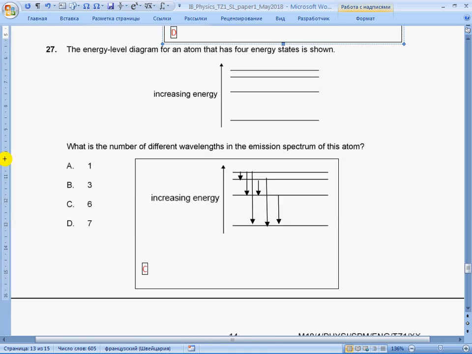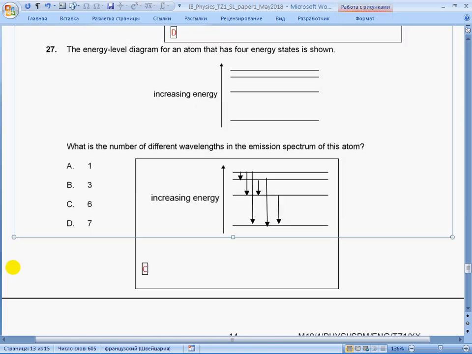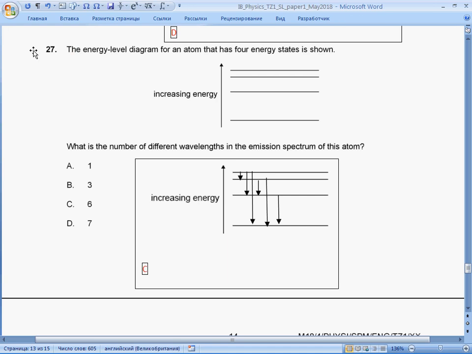The energy level diagram of an atom, question 26, has 4 energy states as shown. What is the number of different wavelengths in the emission spectrum of the atom? The more energetic levels are called excited. An atom is trying to decrease energy when it goes from a higher energy to a lower energy level and emits light. So it is called emission spectrum.